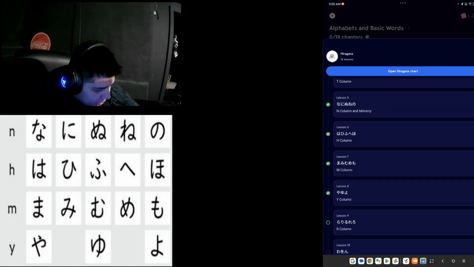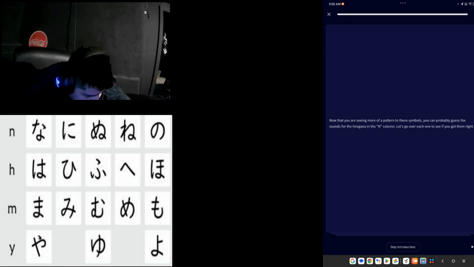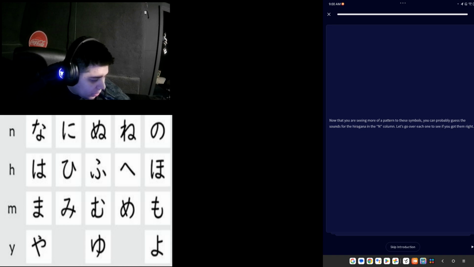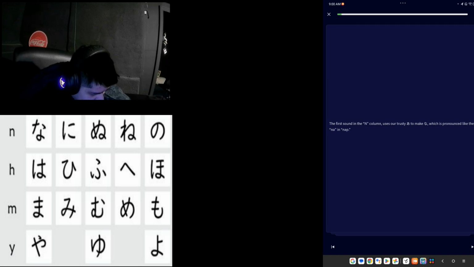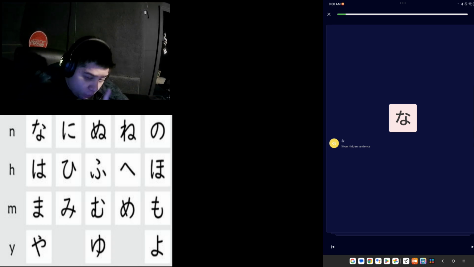This time we're jumping into the N category. Now that you are seeing more of a pattern of T symbols, you can probably guess the sounds for the N column. So we'll go over that. We've got na, like nap. Na. I'm actually gonna lower this because I heard it in the thing, so I'm gonna put it at one volume and see if that works, hopefully. Na.